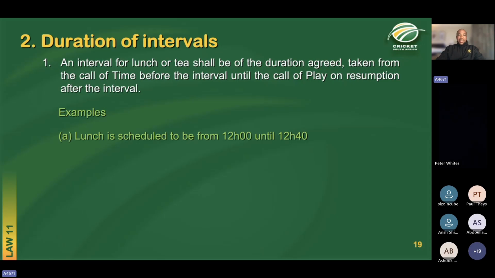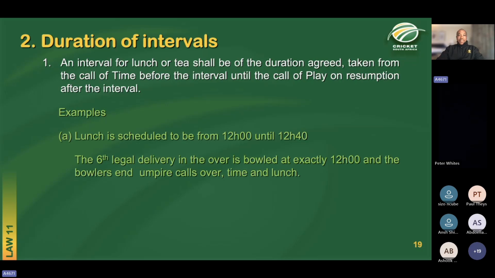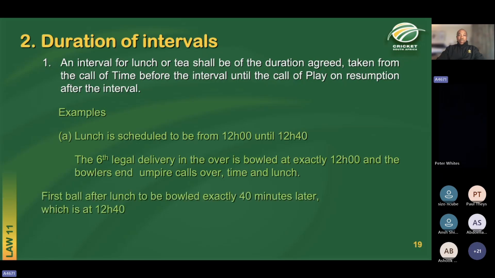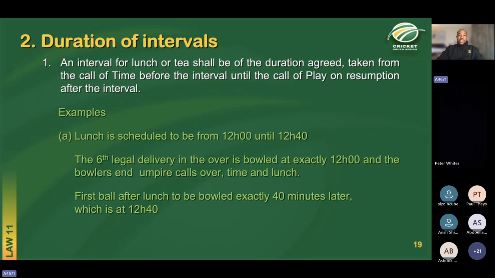In a Test match in South Africa, lunch is scheduled to be from 12:00 hours until 12:40. The sixth legal delivery in the over is bowled at exactly 12:00 hours, and the bowler's end umpire calls over, time, and lunch. The first ball after lunch needs to be bowled exactly 40 minutes later, which will be 12:40. So that is a simple example of a lunch interval in a Test match.